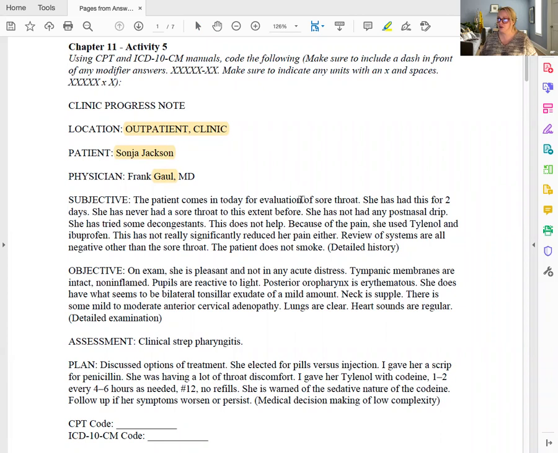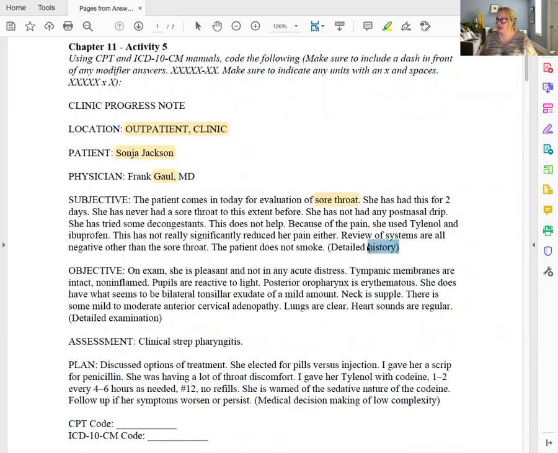They're coming in for a sore throat and have had it for 2 days. She's not had a postnasal drip. She has tried other decongestants. It doesn't help. Because of the pain, she used Tylenol and ibuprofen. There's no real significant reduction of pain either. And the review of systems is negative other than a sore throat. The patient does not smoke.